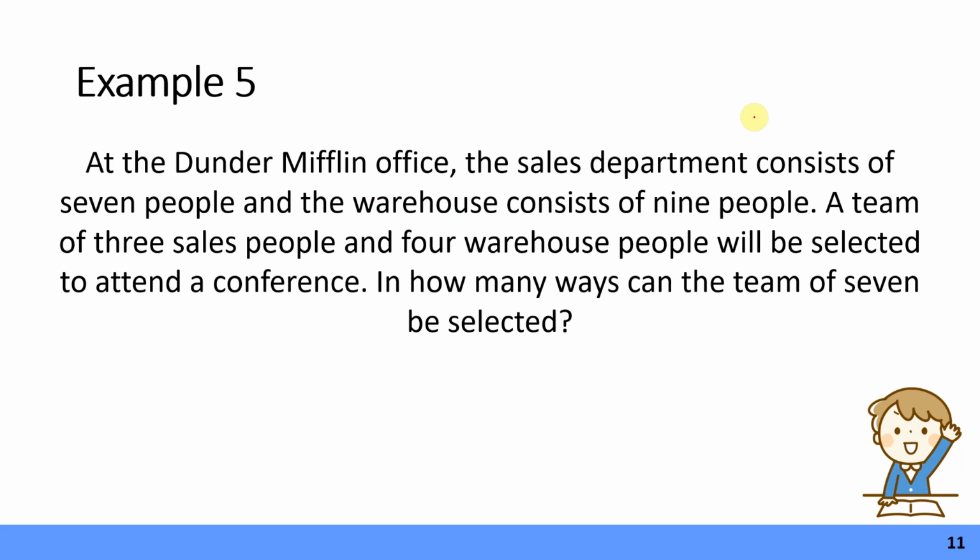All right, let's go ahead and try another one here. This is where it starts getting a little more interesting. So let me go ahead and read this problem first. So at the Dunder Mifflin office, the sales department consists of 7 people. So let me just go ahead and underline that. And the warehouse consists of 9 people. So now we're talking about 2 different departments. A team of 3 salespeople and 4 warehouse people will be selected to attend a conference. In how many ways can the team of 7 be selected?